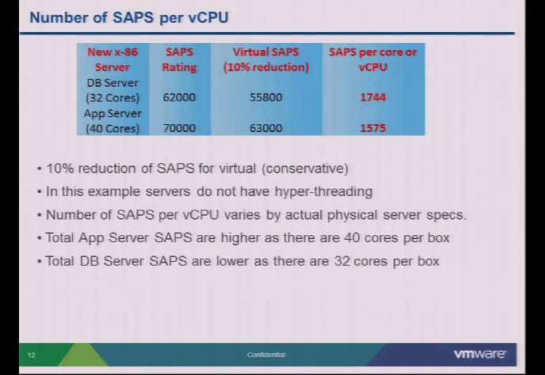Then, based on the conservative nature of our sizing, we take the SAPs that the hardware vendor gives us, take 10% out of it, and you come up with those numbers you see there. Then you divide that by the number of cores that the box has, and you come up with a number of SAPs per core. If you take this and look at the SAPs of a particular module, you're able to say, okay, this module needs so much vCPU. So we're going to use this math to come up with the number of vCPUs a particular module has.